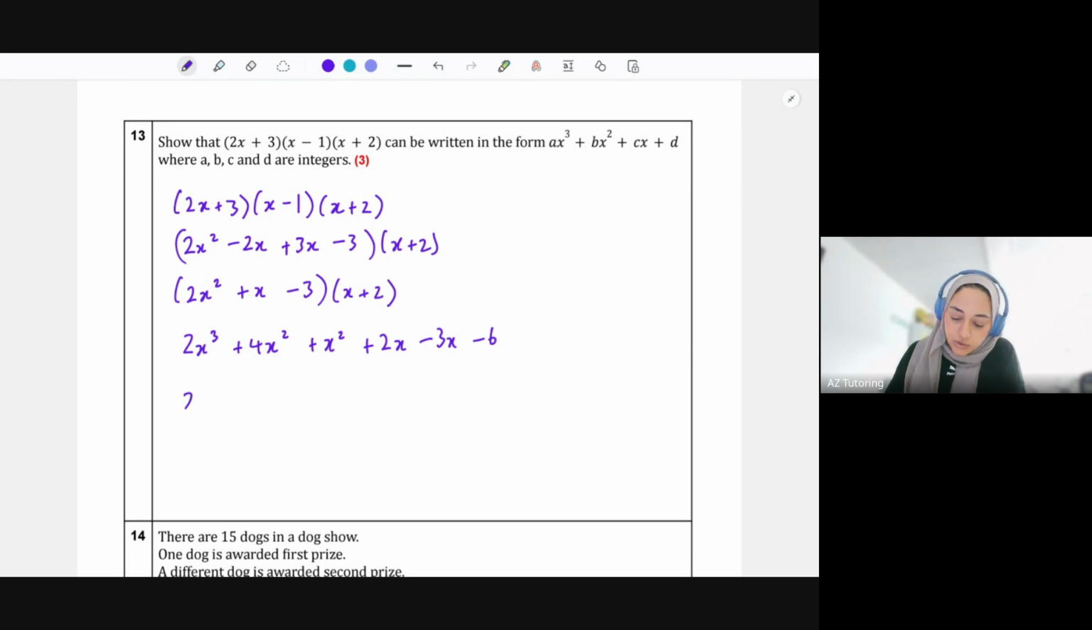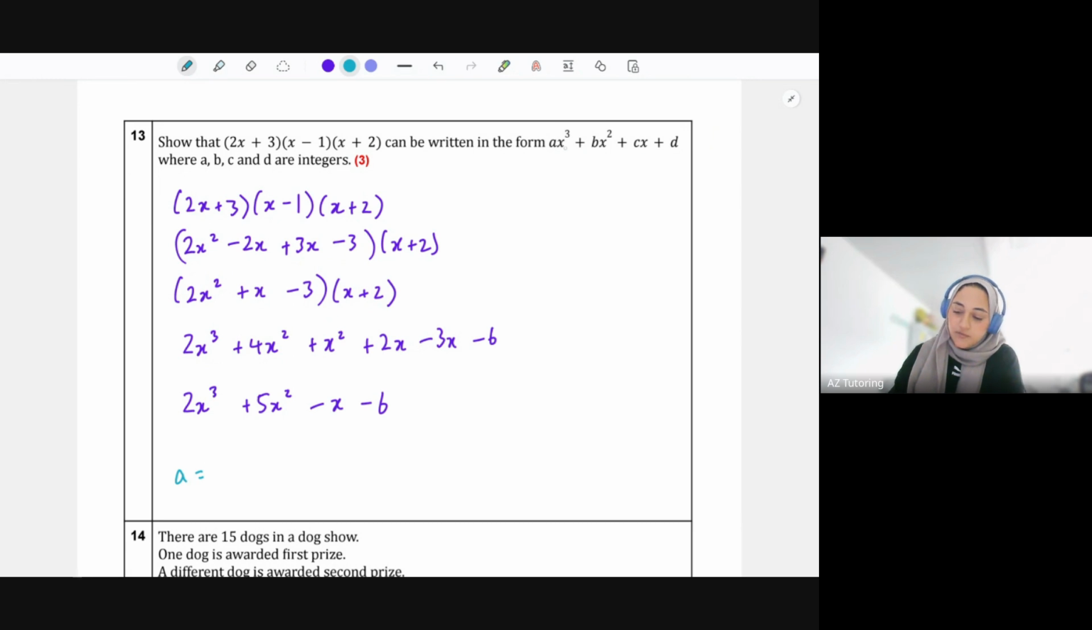So 2x cubed, there's no other x cubed, leave that as is. 4x squared plus x squared is 5x squared. 2x minus 3x is minus x, and then we've got minus 6. Now let's just state we've expanded it.